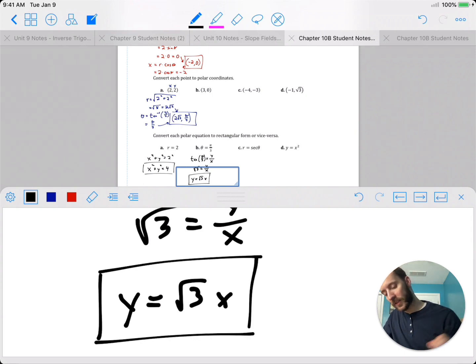And that would give us any point in the direction of pi over 3, positive or negative, going up towards it, going down away from it.